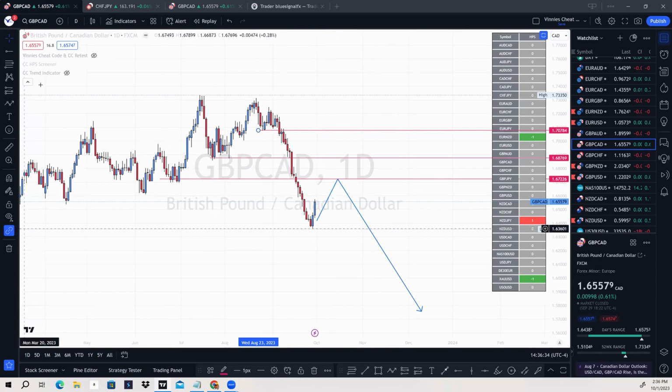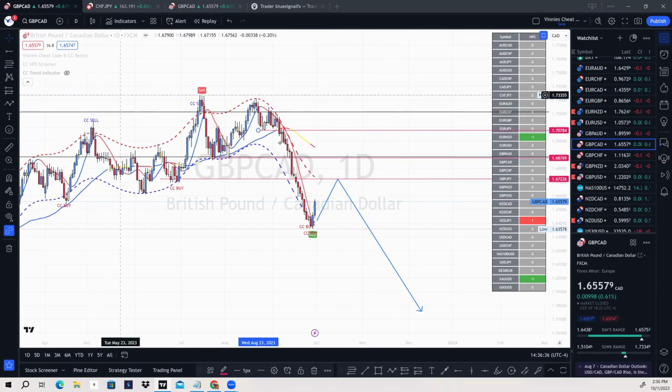Okay, so if I turn on the cheat code indicator, you guys are going to see that we finally broke the Hull Moving Average here. Okay, we're looking for price to continue to push up. So this will be our first area. This will be our second. And this will be our third area before we actually get a reversal. I don't think it will make it up this high, but you never know. I'm looking for price to get to these 1 or 2 areas before we actually get a reversal to continue with the trend down. Okay.